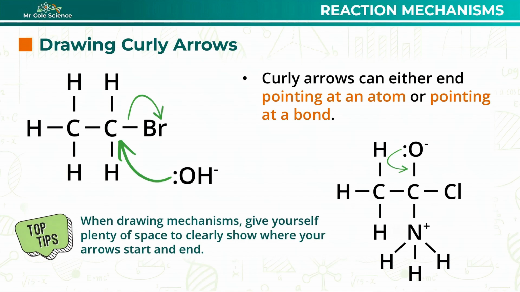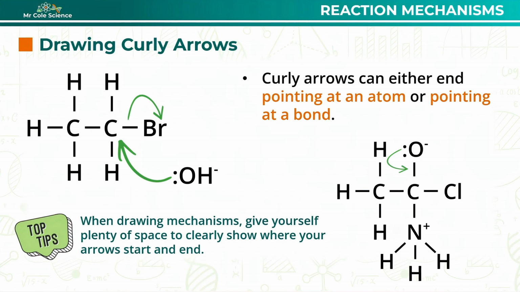Because arrows can only begin and end at these very specific places, it's really important when drawing mechanisms that you give yourself plenty of space. If all your atoms and bonds are all bunched up close together, it's going to be really difficult for you to clearly show where your arrow is starting and what it's pointing to. And if it's unclear to the person marking your paper, you will lose marks. So always make sure you draw your mechanisms nice and big, giving yourself plenty of space to fit your arrows in. And this is particularly important if you know you've got small writing.